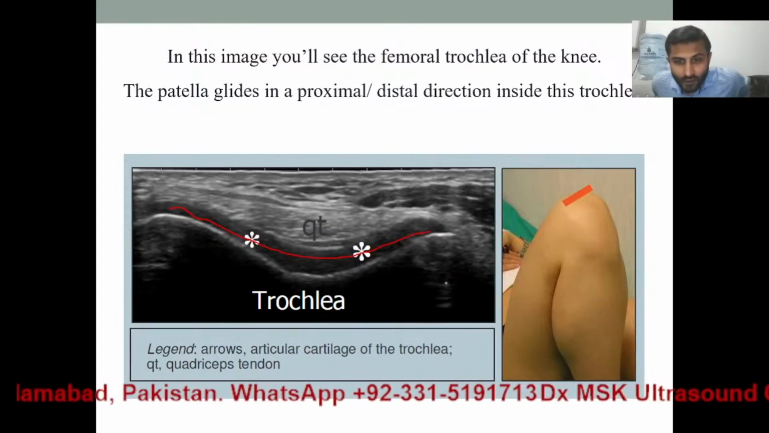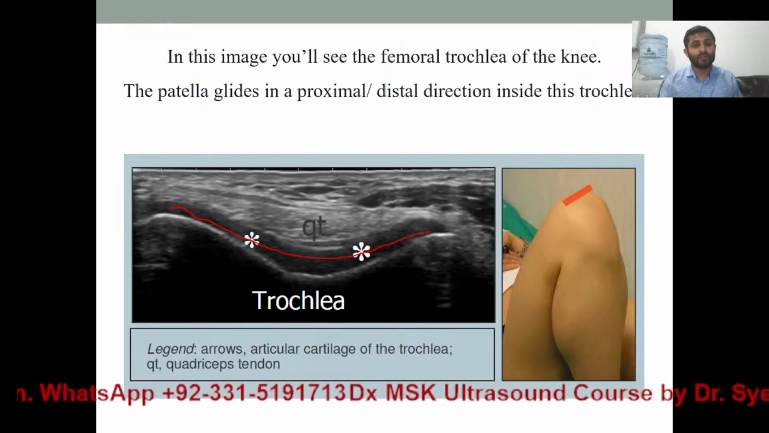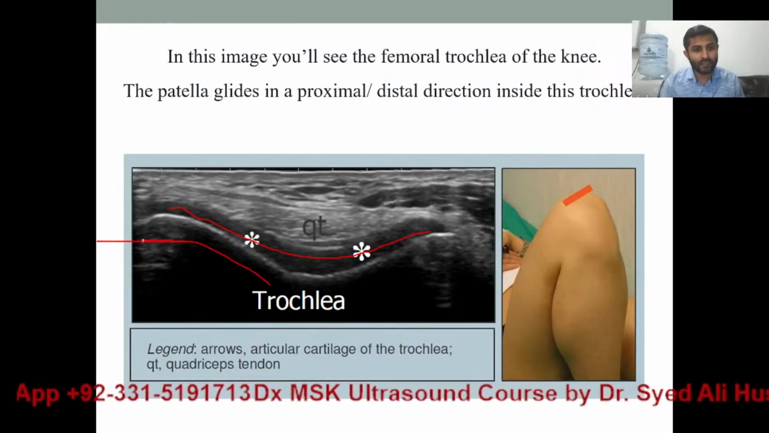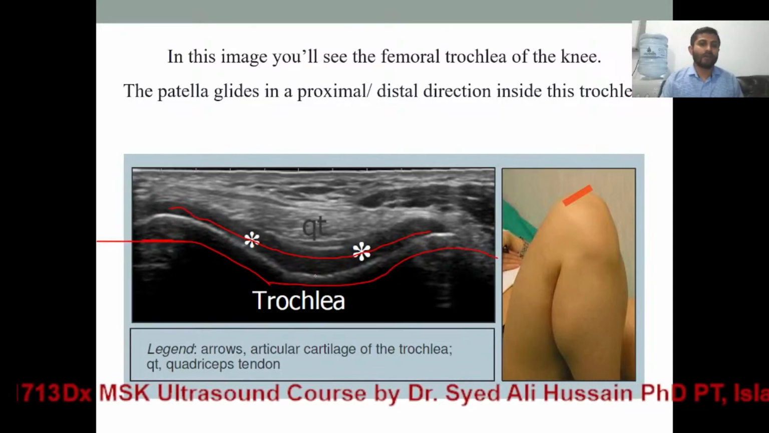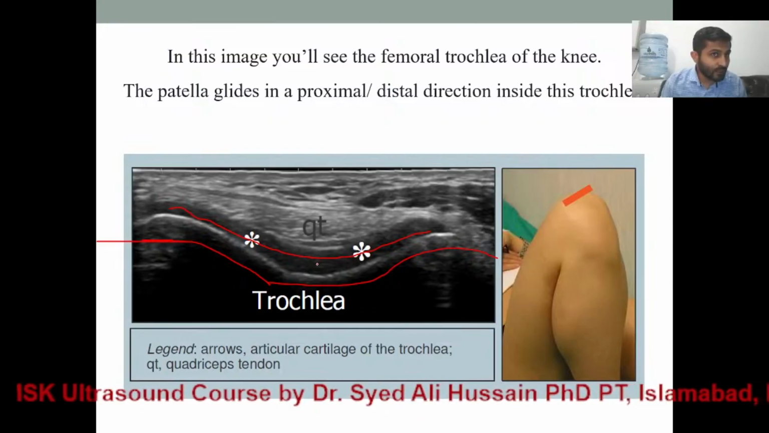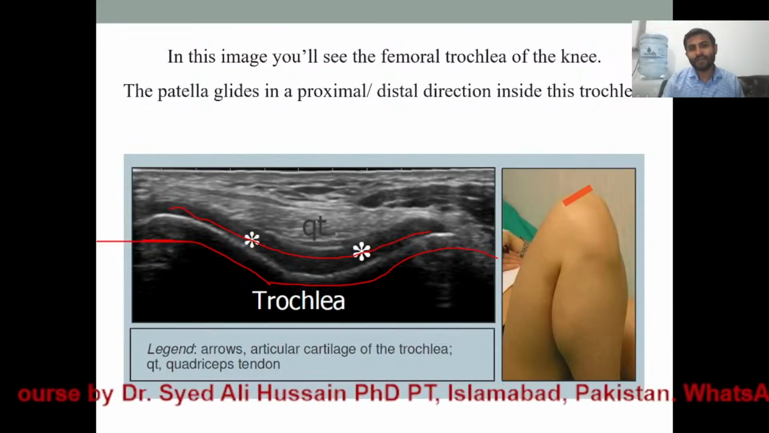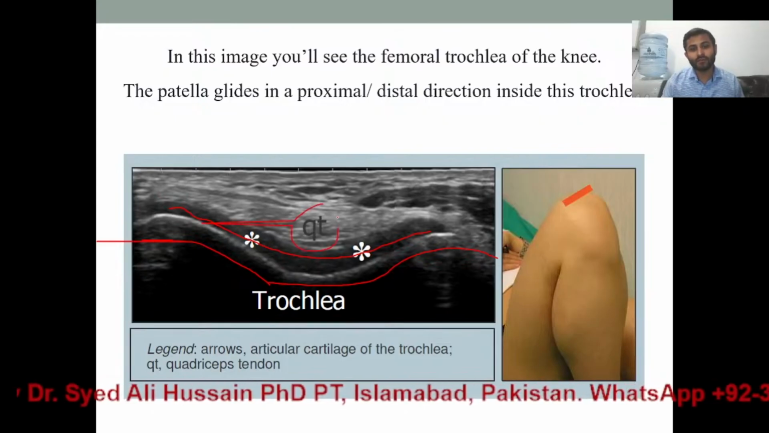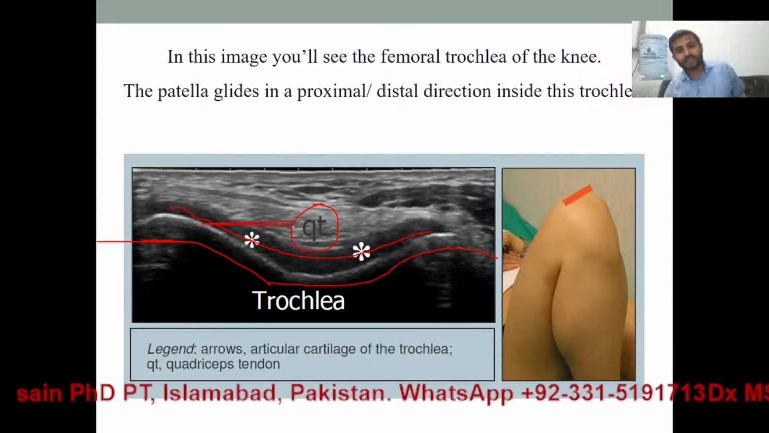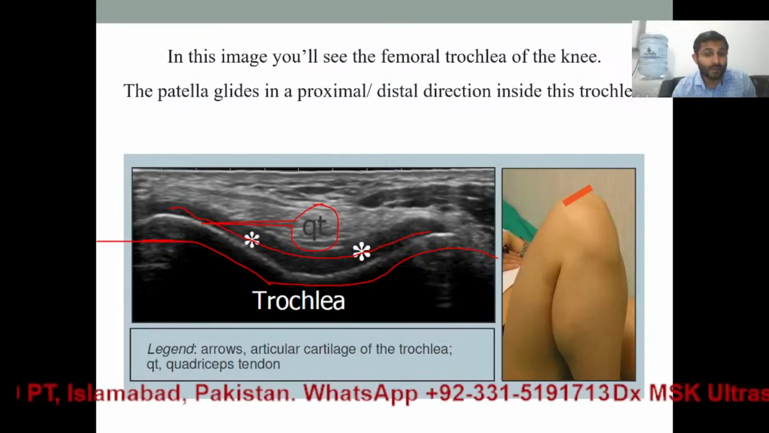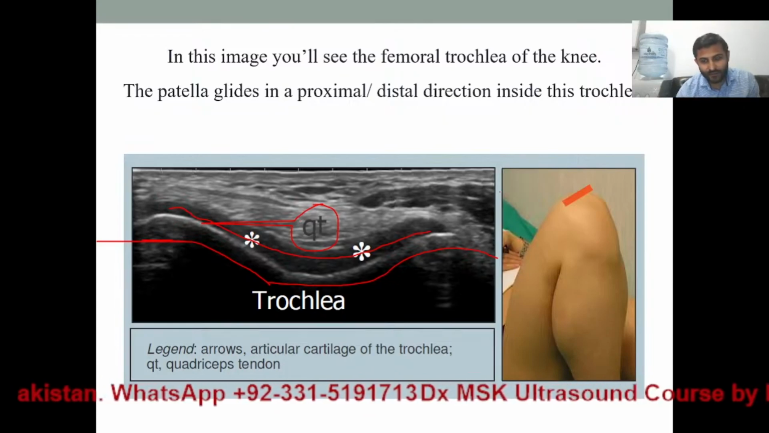So the bone is hyperechoic and there is posterior acoustic shadowing. You cannot see anything past the bone, and the cartilage is hypoechoic as compared to bone, and you know that it is adjacent to the bone. And then look at the QT, which is the quadricep tendon. This tendon is hyperechoic in nature, and this is a short axis of the quadricep tendon.